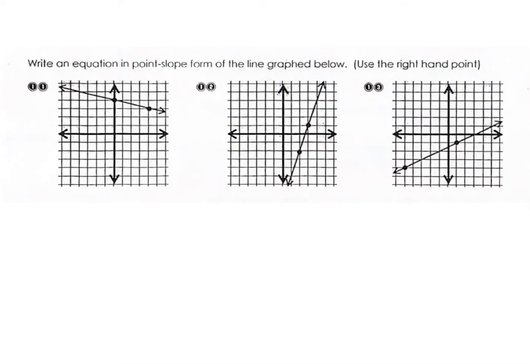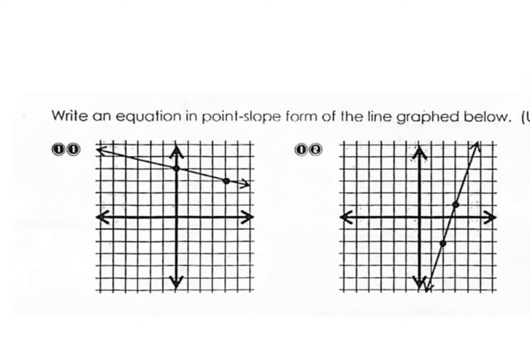All right, this is it, the last part. We're going to write the equation in point slope form given the graphed line. And one key thing to note here is we're going to use the right-hand point when we go to write the equation of that line. So looking at the graph, we've got to come up with the slope, and then we're going to use that right-handed point. So let's start by looking at this very first graph.